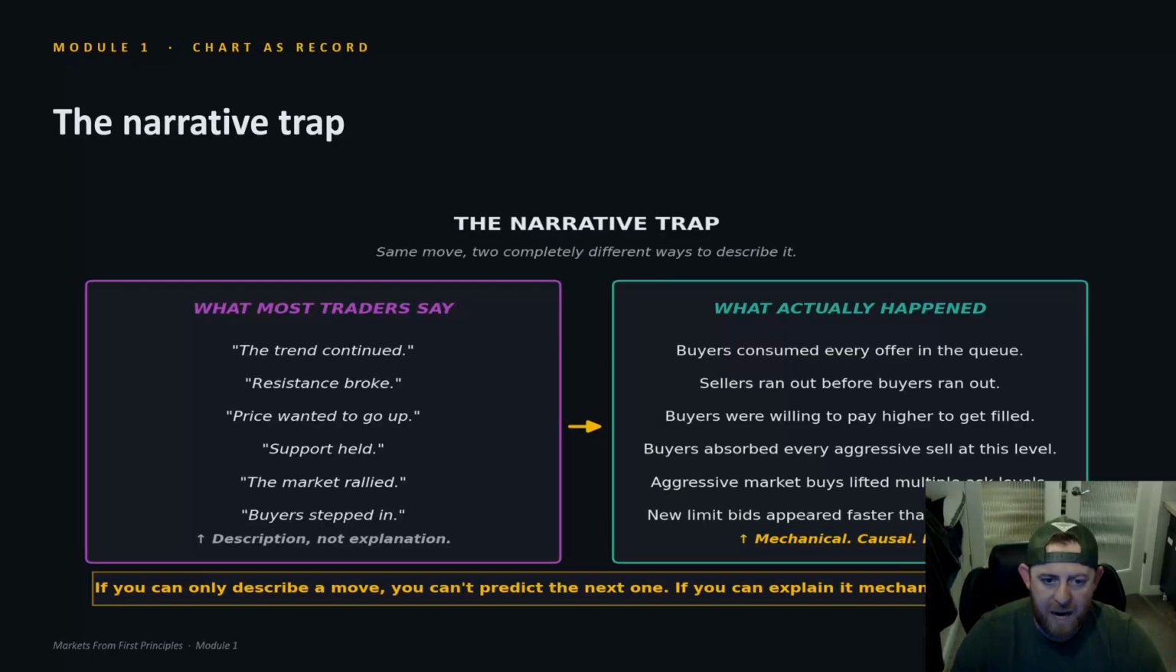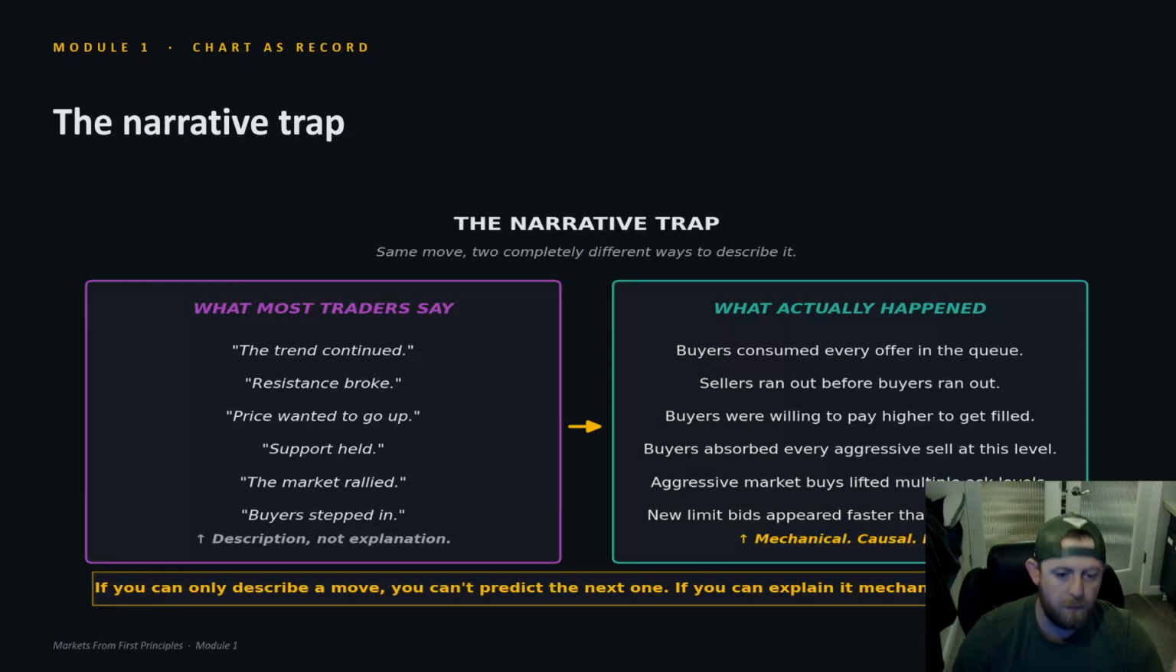What happened was buyers in a bullish market or bullish run consumed every offer that was in that queue. We'll go to order books later, but essentially every chair that was for sale, buyers wanted, and they kept being willing to go up in price because they just really wanted these chairs. Oh, resistance broke there. No, it didn't. I mean, sure it did. But sellers ran out at this level, then buyers ran out that were coming up to that level. That's how price continues to move up.